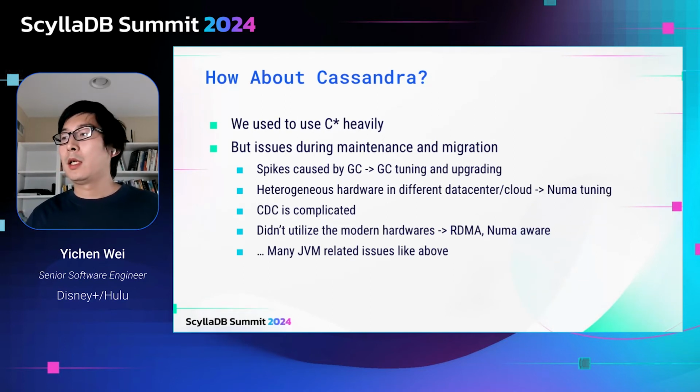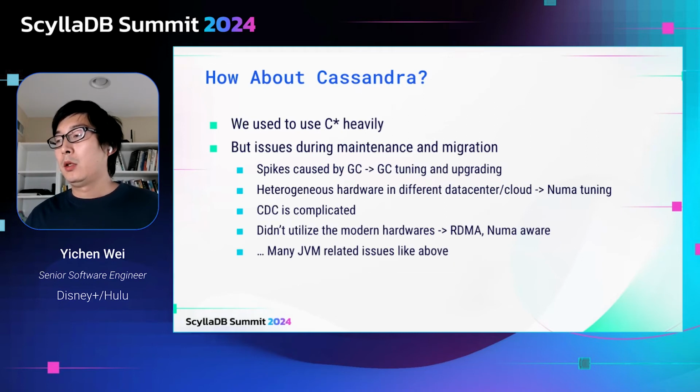Most of the trouble came from the JVM. For instance, we have to upgrade or tune the garbage collector in different infrastructures. The behavior is different between on-prem machines and EC2 instances. Not to mention, there are some CPU and memory architecture differences.